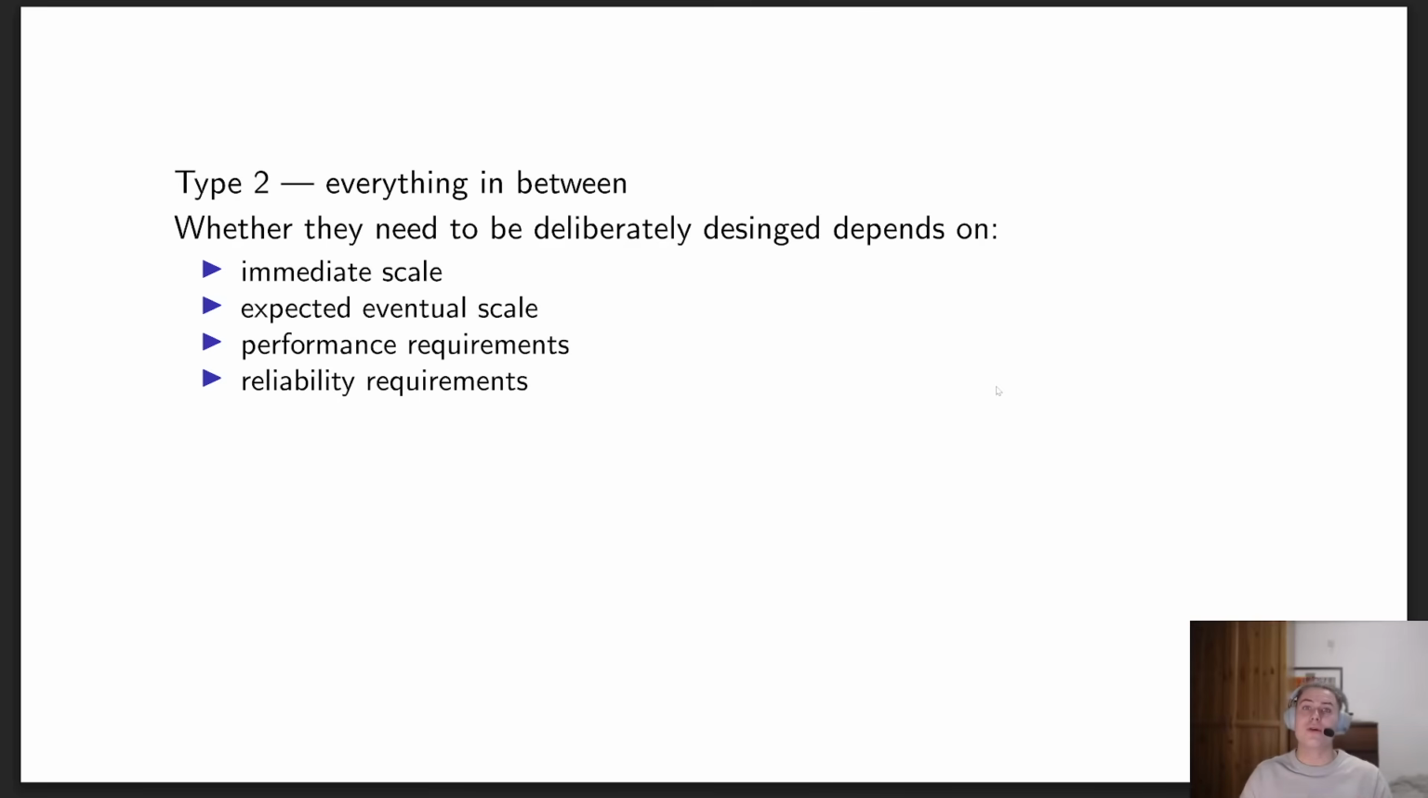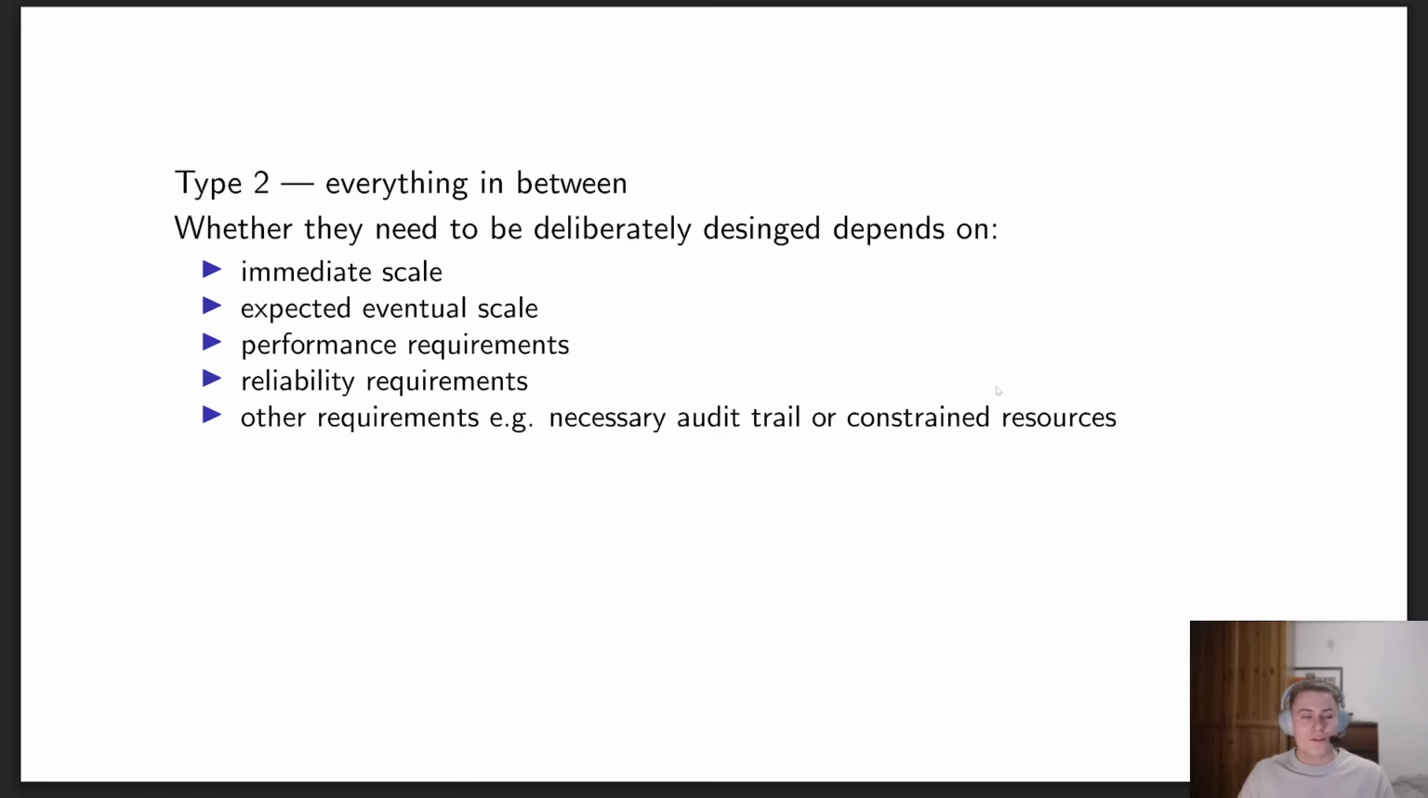And obviously, the list doesn't end there. There are countless reasons why you might have to consider that problem, and why you might have to design your software deliberately. Some examples are a necessary audit trail or constrained resources, and all of those things go into the decision of whether you should spend your time deliberately designing your software.